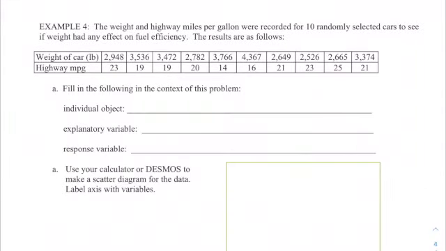Example number 4. The weight and highway miles per gallon were recorded for 10 randomly selected cars to see if the weight has any effect on the fuel efficiency. The results are as follows. Please pause your video and do letter A, and we will come back. Then you can turn back on and check your answers.